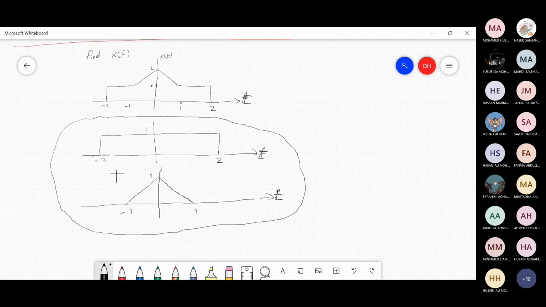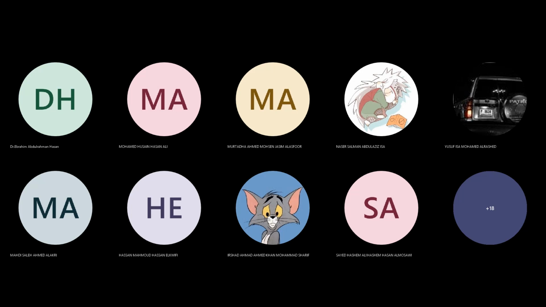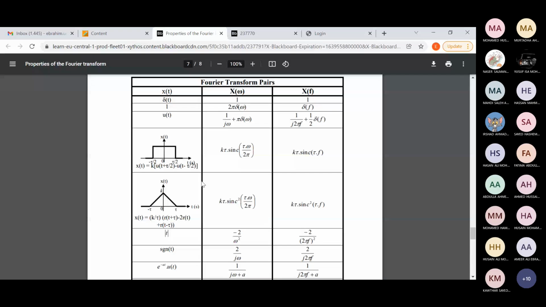If you look here in this table, it is ready. For this one, it is just equal to K T sinc, but for this one, it is equal to K T sinc squared.